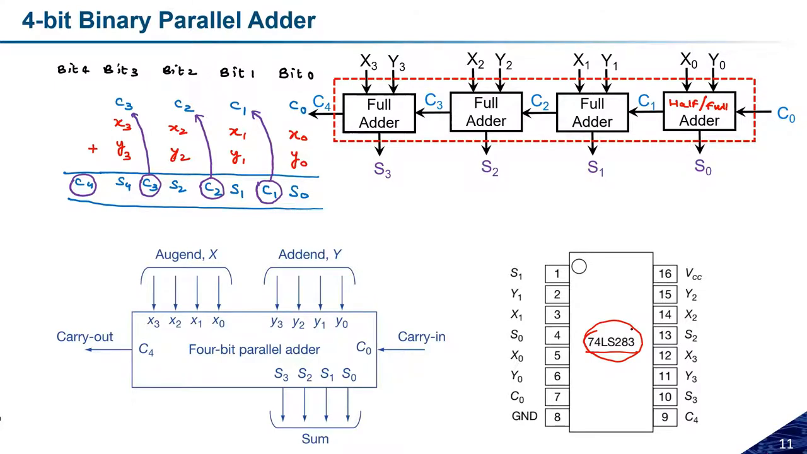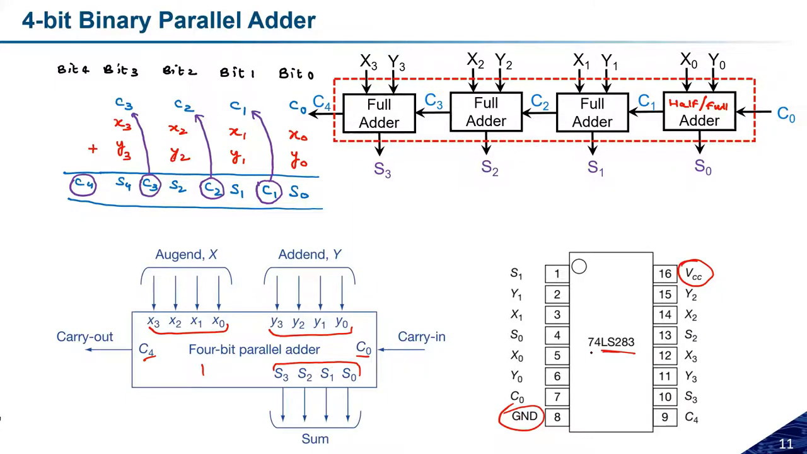So see here, how many pins do we need? We know that we need 4 plus 4 plus 4 plus 2, so the total is 14 pins for the actual inputs and outputs, and 2 pins for the supply and the ground. The ground and supply voltage pins are here, and all the rest of the pins are for inputs and outputs. So this is the simple IC that can perform the 4-bit binary parallel adder operation.